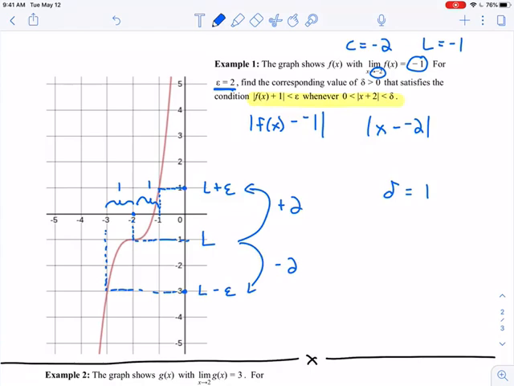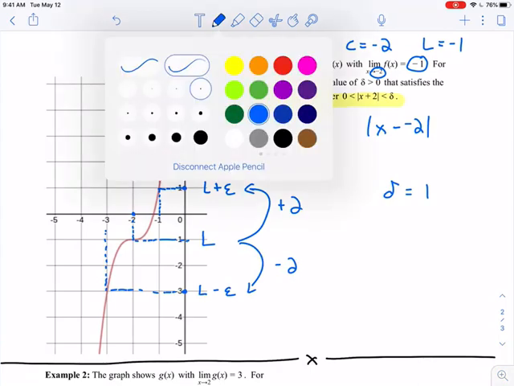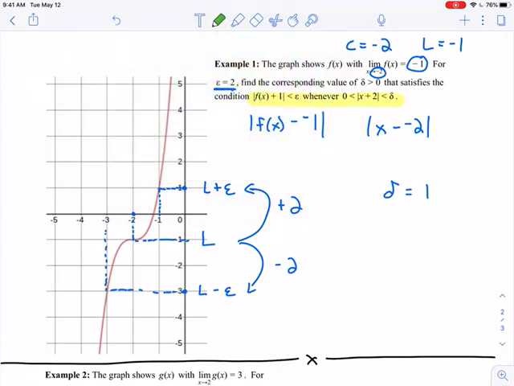And if you want to, we can actually go and check this now. So let's take some number that's within 1 unit of negative 2. So let me change my color here. It's a little bit easier to see. As long as I take something that's within 1 unit of negative 2, this means I should end up somewhere between L minus epsilon and L plus epsilon. So if I took, let's say right here, if I took this number, plugged it into my function, I should end up between L minus epsilon and L plus epsilon, and it looks like, yes, I do.